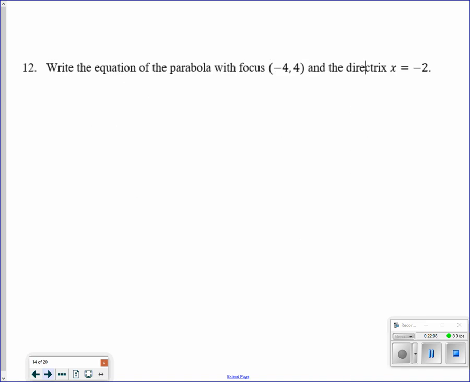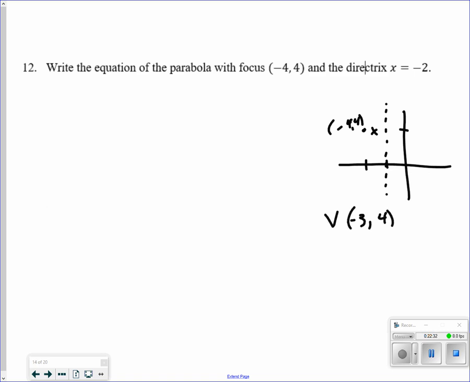Another parabola, another focus and directrix. So making a little sketch, (-4, 4), x = -2. I want to find the vertex, right in between the focus point and the directrix. So you're talking about the point (-3, 4) as the vertex, and this would be a left parabola. So we're talking about x = (y - 4)^2 - 3.